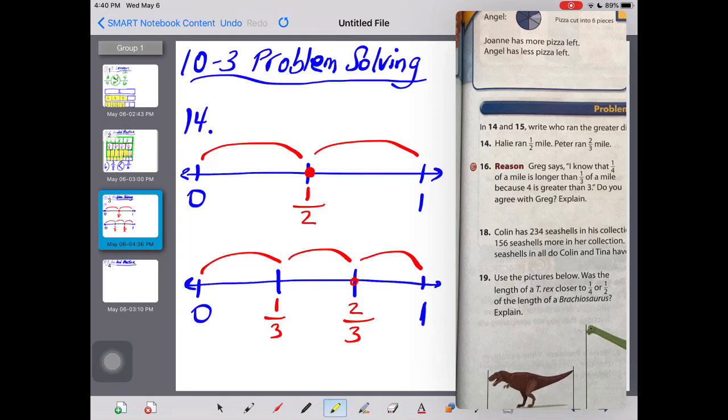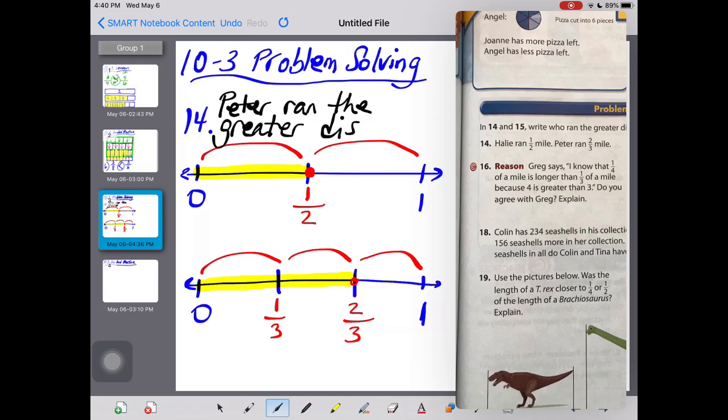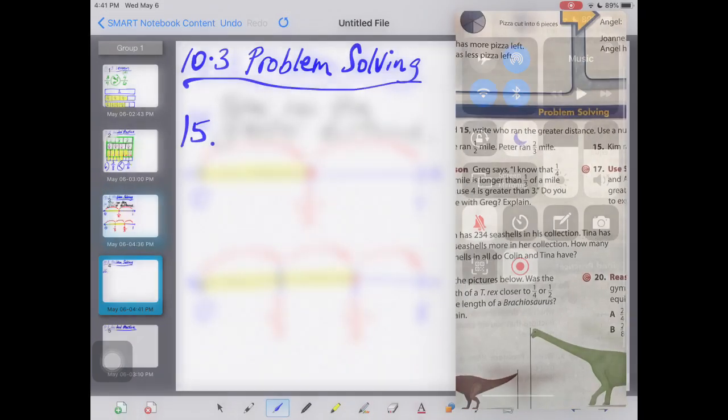He went 2/3. Okay, so we've got Haley ran 1/2 a mile, and then we have Peter ran 2/3 of a mile. Boy, who ran farther? All right, so here's how I would hope you would answer this. I would like you to say something like this: Peter ran the greater distance. Boom.